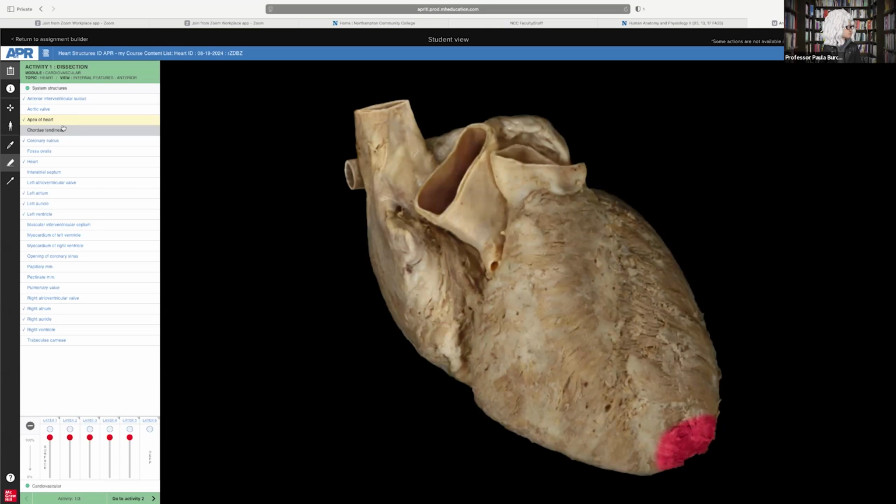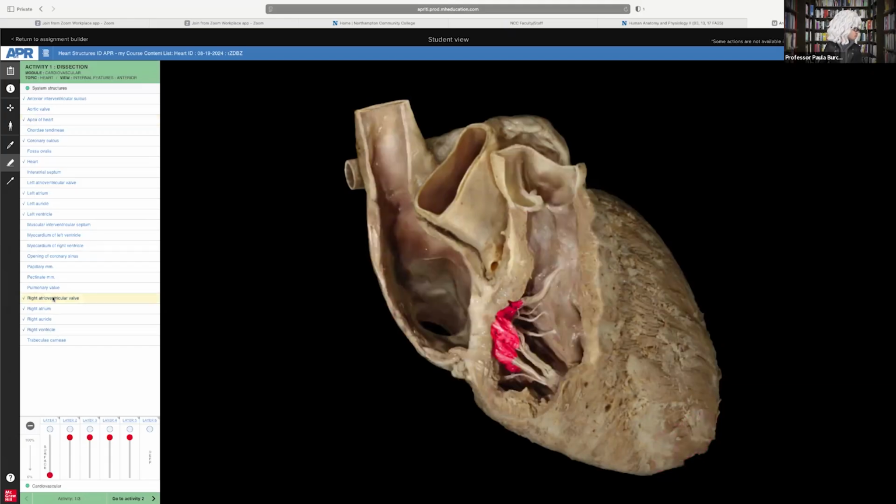There are 4 heart valves, 2 atrioventricular valves, and they separate the atria from the ventricles. So they're going to be between those 2 chambers. We're going to have one on the right side, the right atrioventricular valve. It is also known as the tricuspid valve because it consists of 3 cusps. So this regulates the movement of blood from the right atrium into the right ventricle.